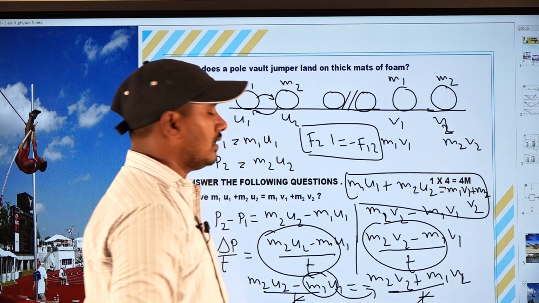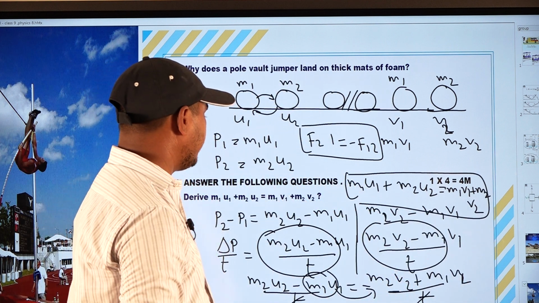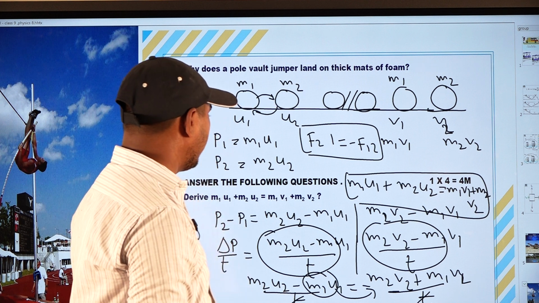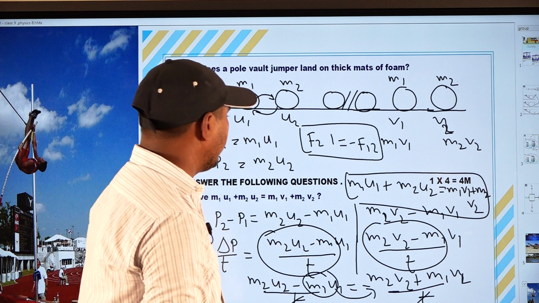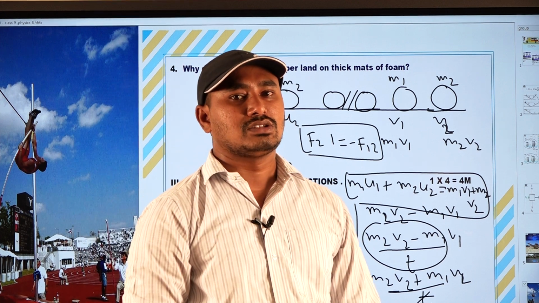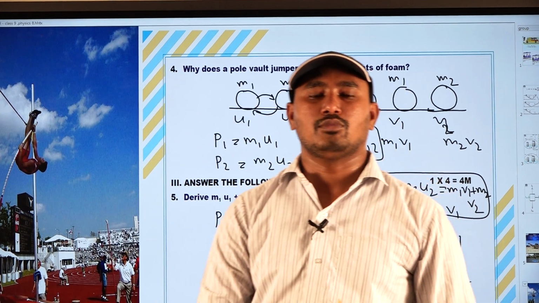So, this is the derivation for the law of conservation of momentum. What is the formula? m1 u1 plus m2 u2 is equal to m1 v1 plus m2 v2.